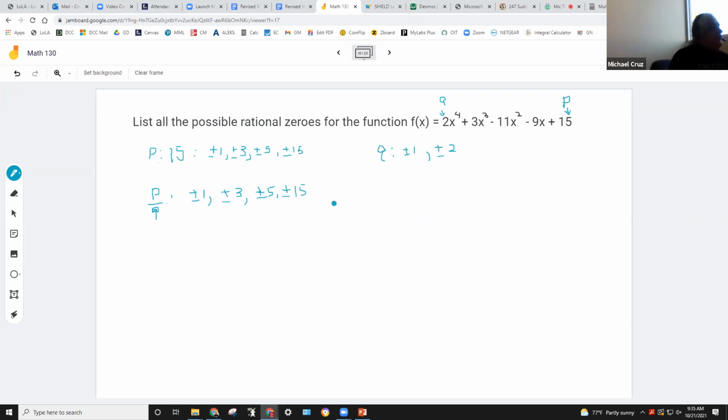All right, now let's do plus or minus 1 over 2, which is going to be 1/2. All right, and then 3 over 2 is plus or minus 3/2. Hopefully we don't have to do too many of these fractional ones, but sometimes this happens. And then 5 plus or minus. And then 15 plus or minus over 2.